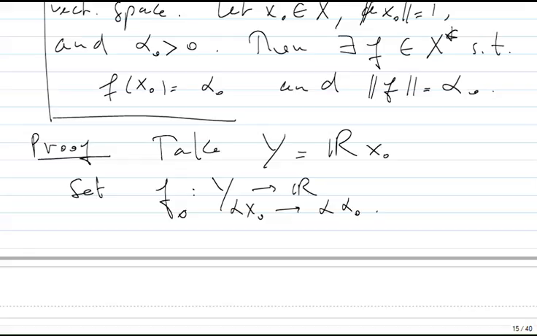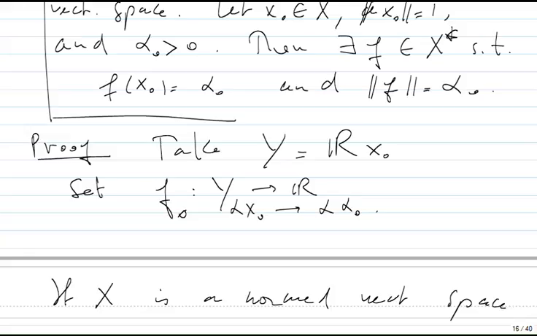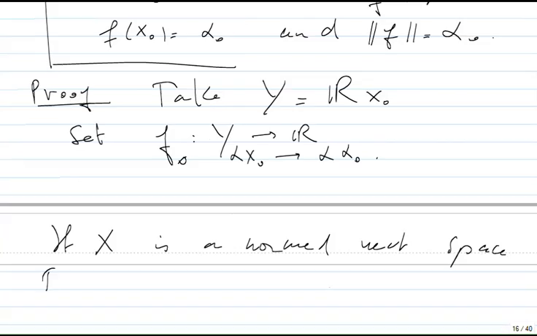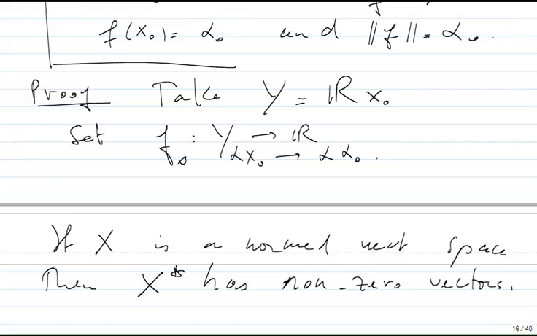So in particular, what's interesting here is that this shows that if X is a normed vector space, then the dual space is not empty. Then it does not have only 0. Then X star has non-zero vectors. So this is due, of course, to Hahn-Banach.